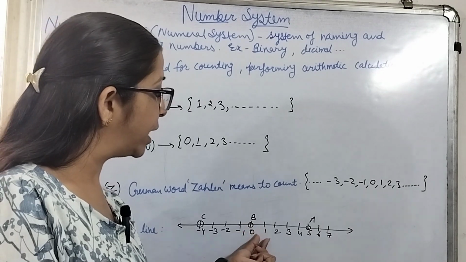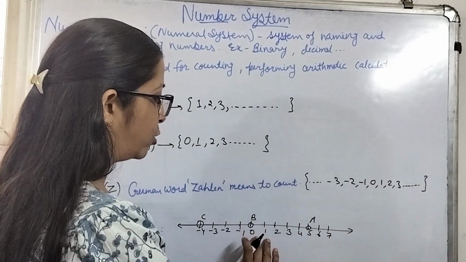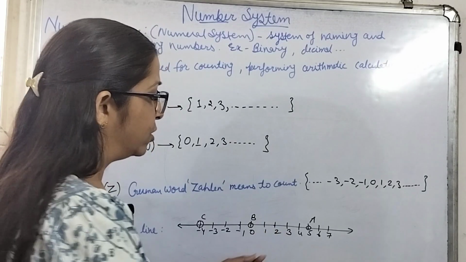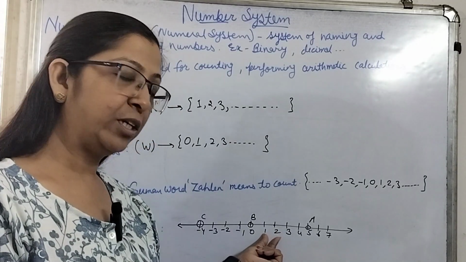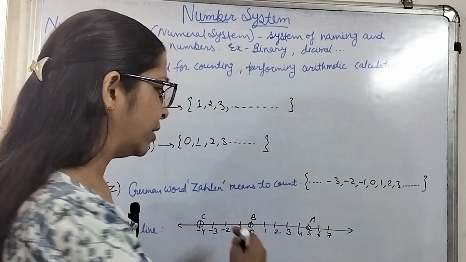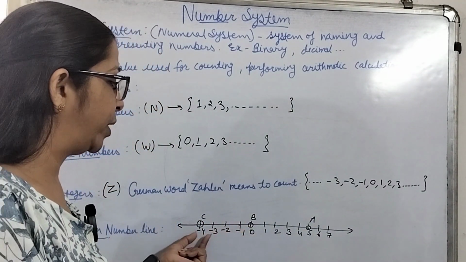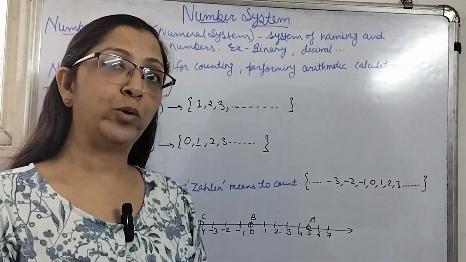The distance between every two consecutive numbers is equal. That means if the distance between 0 and 1 is your unit distance, then the distance between 1 and 2 will also be the unit distance. Similarly, between 2 and 3, and so on. Whether we go towards the right or towards the left, the distance between these numbers is equal.